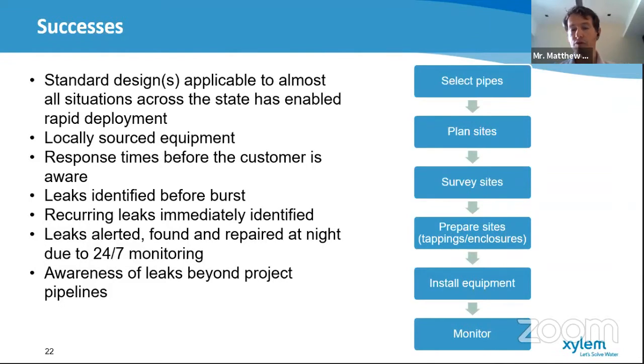And should those leaks reoccur, if you have a particularly degraded section of pipe with leaks occurring one day, another the next week, even after the first leak is repaired, the system is there to pick up the second or third or fourth leaks. So it's really good for picking up leakage and keeping it down. We also have a good awareness of the leaks that are occurring beyond the project pipelines that we're installed upon. So even though we're on the trunk mains, some of the connected areas we're capable of picking up leaks in.